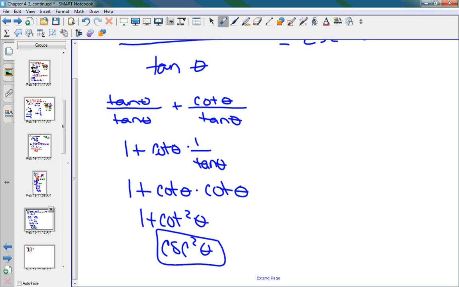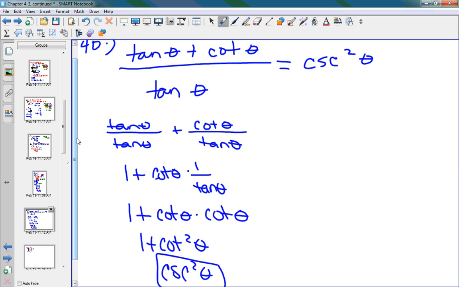Yep. Matt, what did I do here? I tore the fractions apart and made them into two fractions. Tangent of tangent is 1. I tore the cotangent over the tangent apart and made it cotangent times 1 over tangent. And then I said 1 over tangent is actually cotangent. And then I said that cotangent times cotangent is going to be cotangent squared.